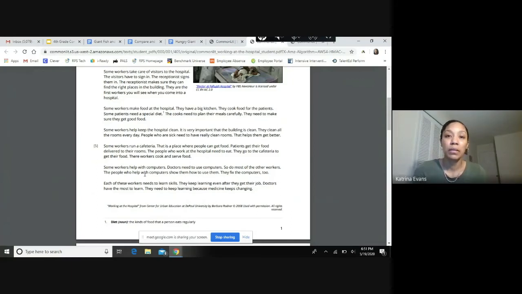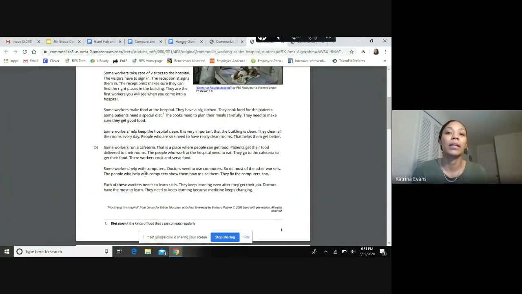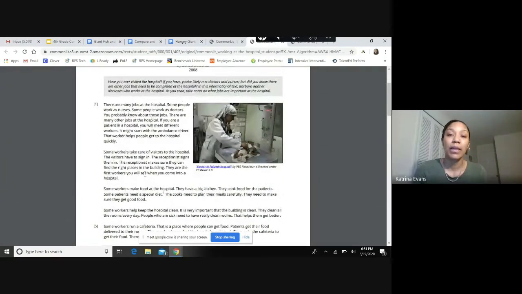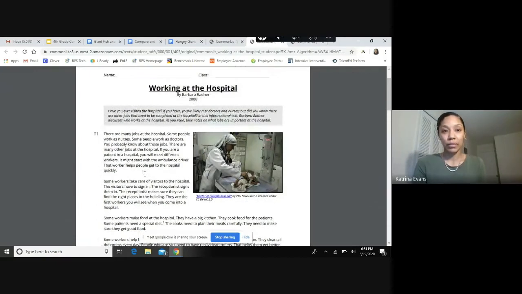So all of these people are working to make sure that the hospital is running properly, so the people who come there who are sick and ill and have all different types of problems can get well and be able to go home because of the work that people do at the hospital. And that's something that I want us to keep in mind, especially during this time when we are hearing a lot about people who are going in and out of the hospital during this pandemic.